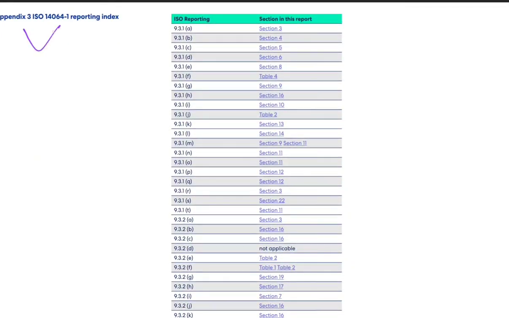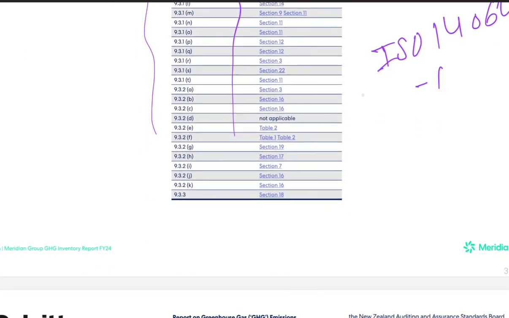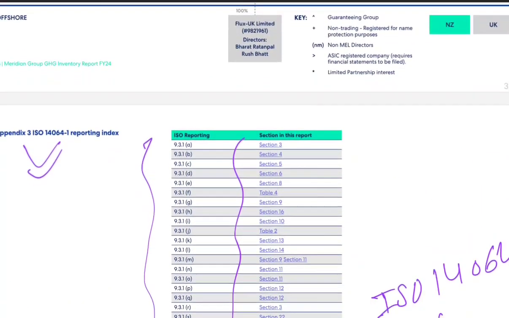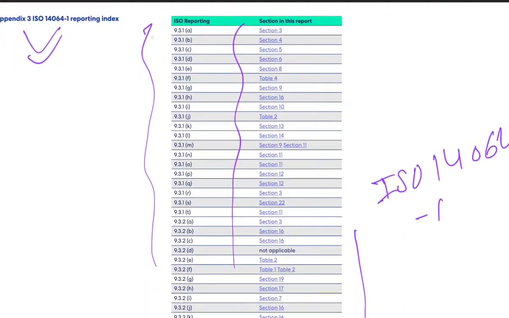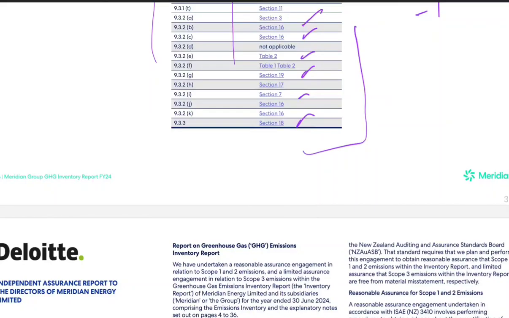And this is very interesting from a learning perspective of ISO 14064-1. The different clauses are available and what sections of the report are mapped against these clauses. So that information is available here. If you see the reporting index, from where we are starting, 9.3.1a, and all the sections of the report have been mapped against them.